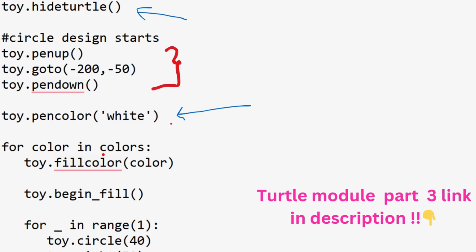After the completion of the star pattern, we have hidden our turtle friend using the toy.hideturtle method. Fine, I hope you remember. After that, we are going to call the toy.penup method. Then we are asking our turtle friend to go to particular coordinates. I have set that to minus 200 and minus 50. Then we are calling the pendown method. Now our turtle friend is ready to draw whatever we want it to, and so we are choosing the pen color. I have chosen white.